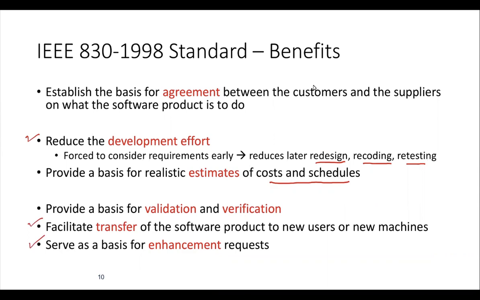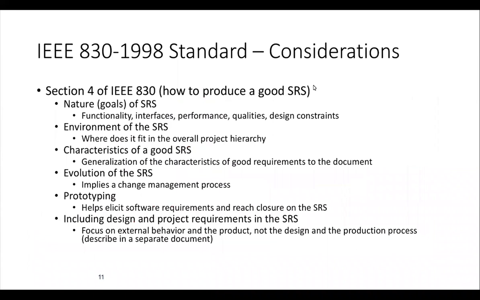There are different considerations that we have to stick with as long as we use the IEEE 830 standard for the SRS documentation. In particular, an SRS using such a standard is divided into 5 sections. Section 4 of the IEEE 830 addresses how to produce a good SRS.